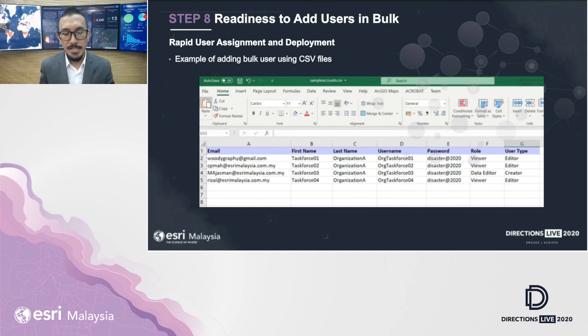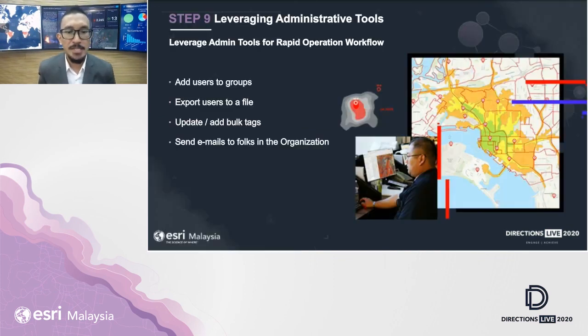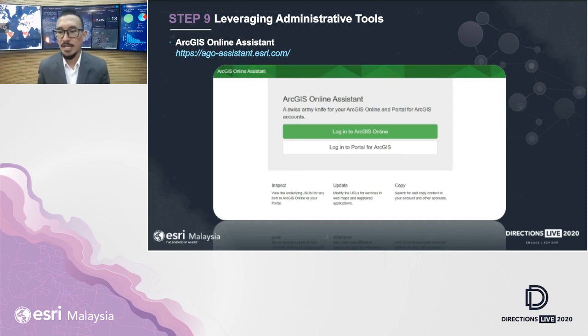Okay, step 9 is leveraging administrative tools. This is something that the team has gotten a lot of value added from, which is by integrating RGS Online into the administrative tools. One of the tools is the RGS Online Assistant. Let me show you how easy it is to use this RGS Online Assistant to copy your data from one RGS Online into another RGS Online.